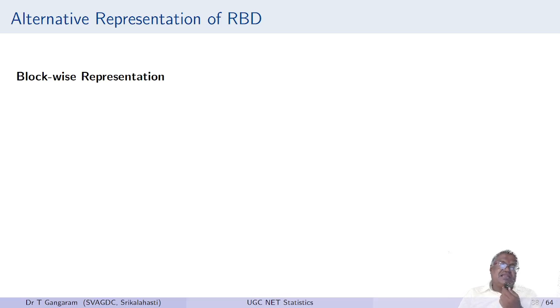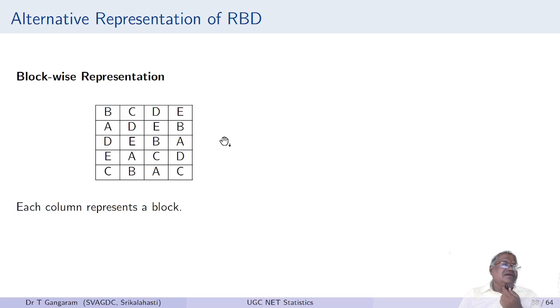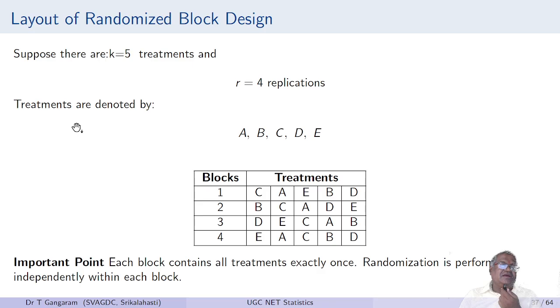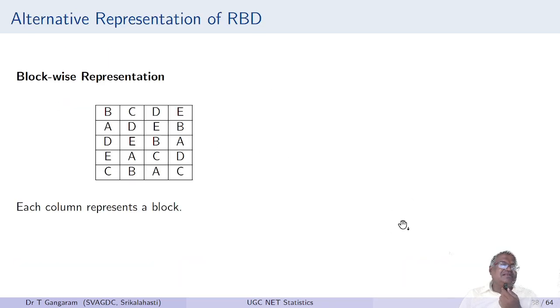Here, alternative representation of RBD. Here, block wise. This is the block. Here it is row wise. Here it is column wise. Each column represents a block.